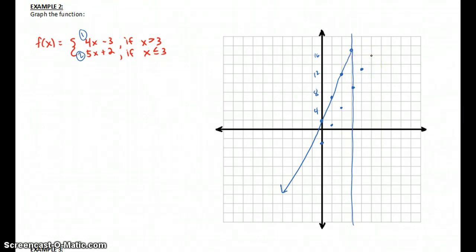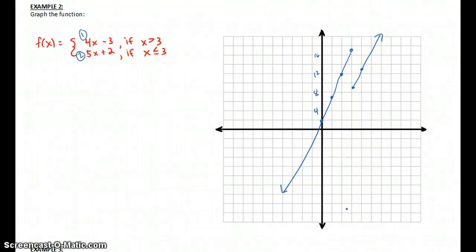Now if we take a look at the points that I just graphed, we only want the points that are on the right side of that line. So I'm going to erase the bottom points, and I really could just start out by plugging in 3. So 4 times 3 minus 3 gives me 9, and then one more point, 4 times 4 minus 3 gives me 13. Connect those points, and we want the points to the right. I'm going to erase my vertical line.